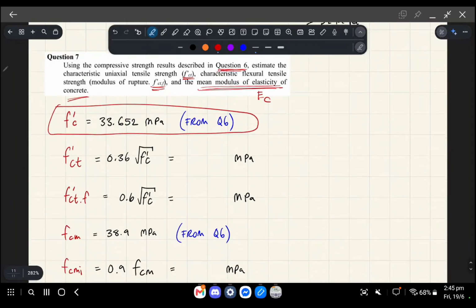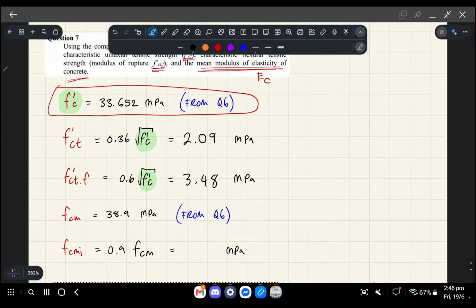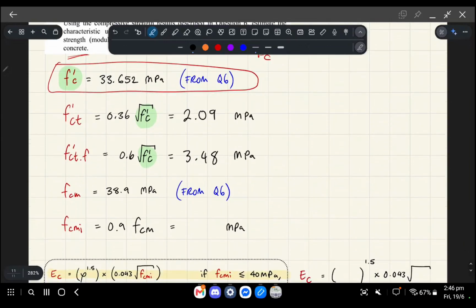So we're told from the previous question that we bring over FC, which we calculated, and using FC, we can actually plug it into these empirical relations that we have in order to work out the characteristic tensile strength. So the characteristic tensile strength is 2.09 MPa, and the characteristic flexural tensile strength is 3.48 MPa. Okay.